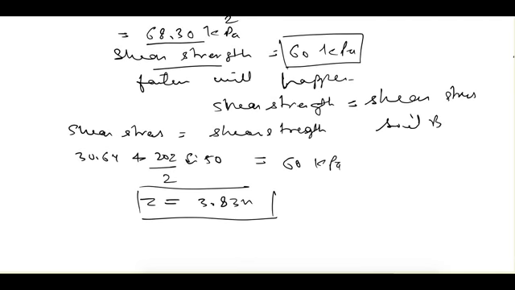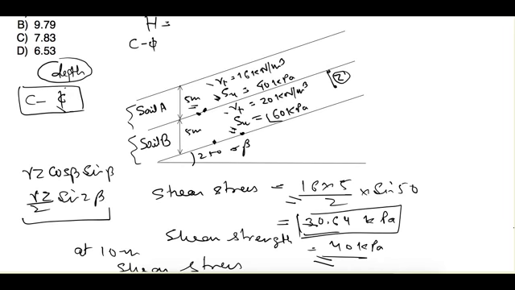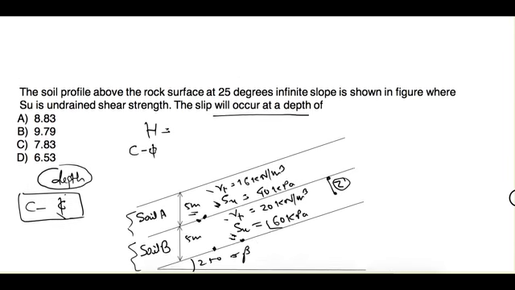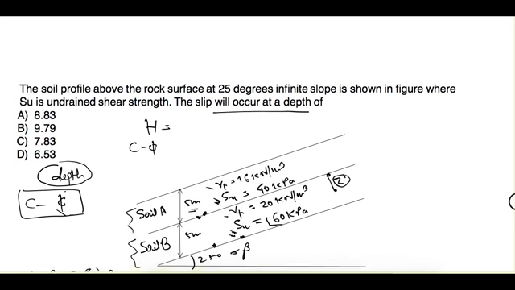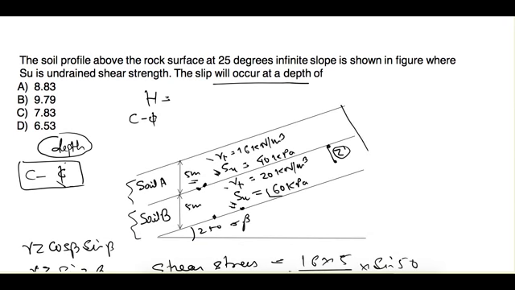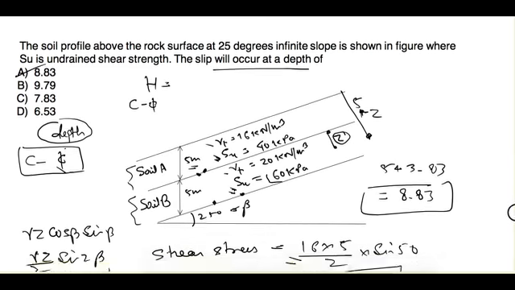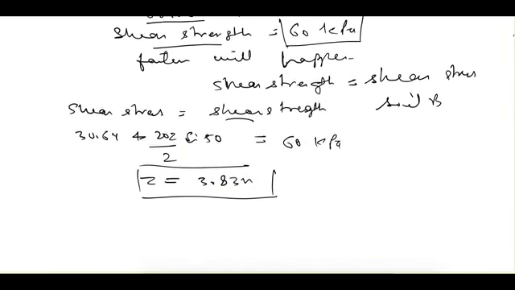Now this depth we have considered from the soil interface. What has been asked in the question? The slip will occur at a depth of. So they are asking for the total depth. So it will be 5 plus Z, that is 5 plus 3.83, equal to 8.83 meters. So this is the answer. That's it for this one.